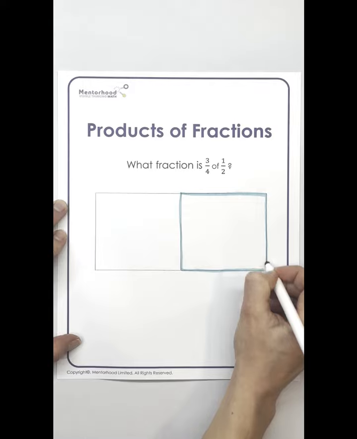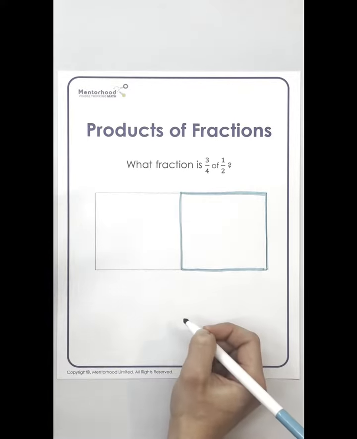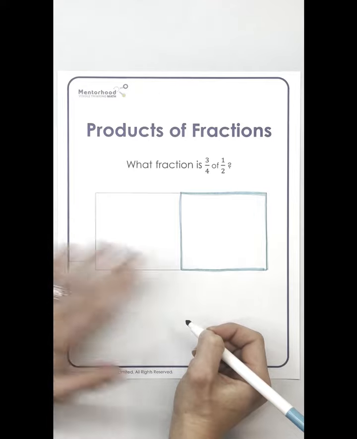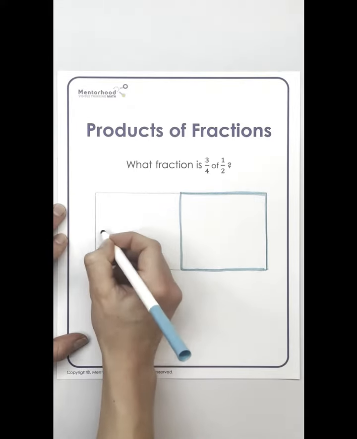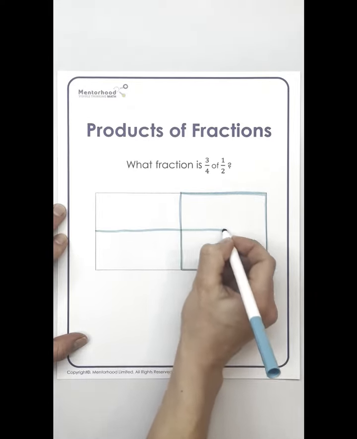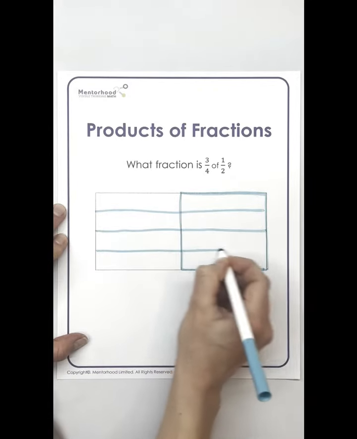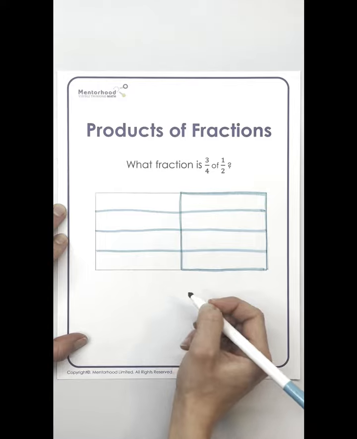All right, now we want 3/4 of it. How do we do that? Now, we can't just divide our 1/2 into quarters. We have to divide the whole thing into quarters. It's easier to divide into quarters if you split it in half first and then divide each of those halves into halves. So there we go. Now I've divided the whole shape into quarters.